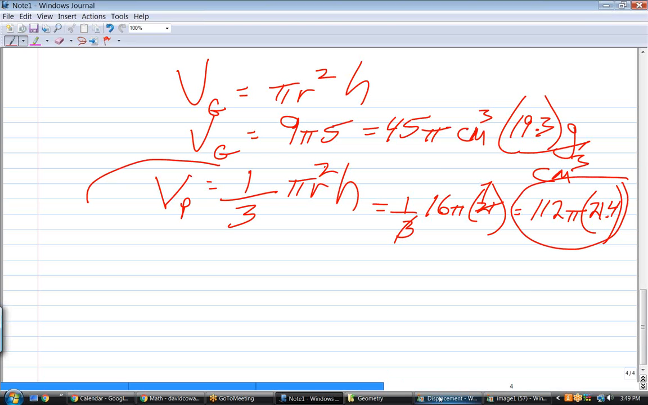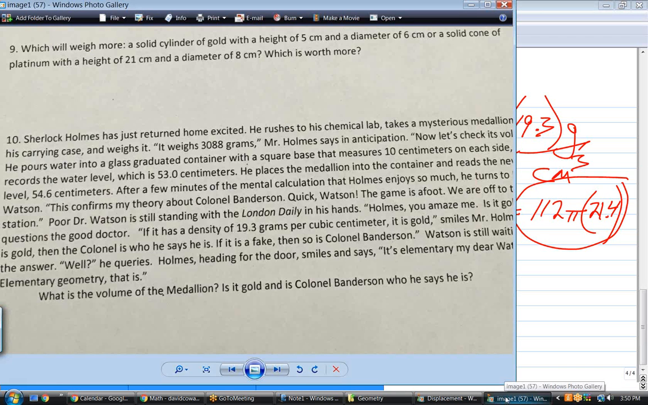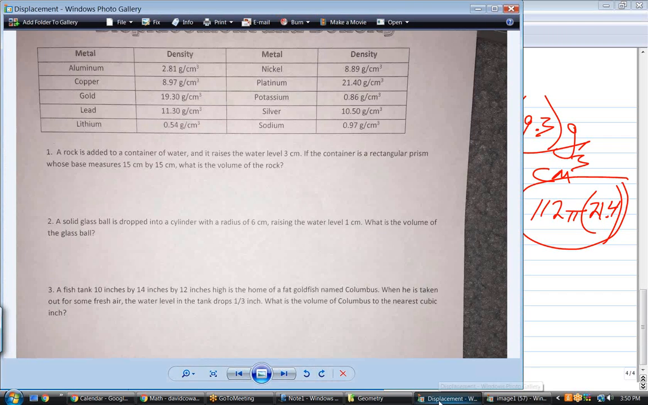And what did it ask for? Just which one was heavier? Or that's worth more, but which is worth more? I believe which will weigh more. So we figured out which would weigh more. I think that's what it meant by which is worth more. Because it's the density and weight of material. There's another variable you would need to consider, and that's the price per ounce or per gram. And they don't give us that.